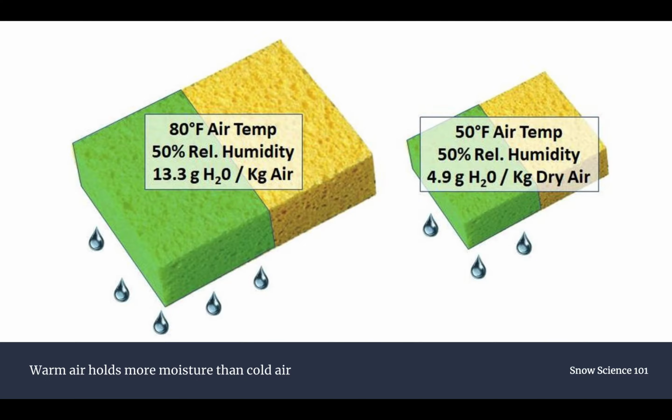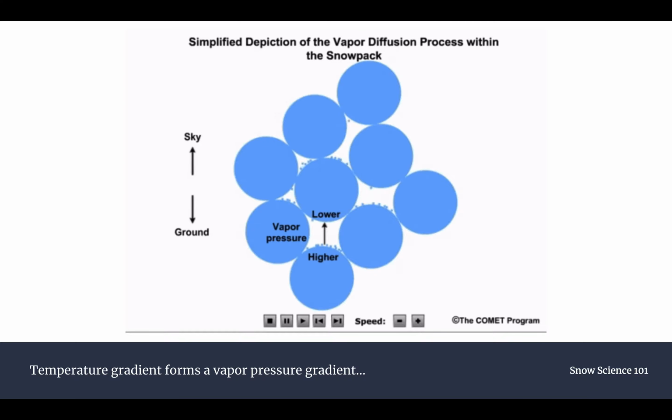Well, as some of you may know, the air when it's warmer holds more moisture than air when it's cold. So you can see here at 50% relative humidity for both of these air temperatures, the 80 degree air can hold 13.3 grams of water, whereas the 50 degree air can hold 4.9 grams of water, both at 50% relative humidity. And so what this does is essentially creates a pressure gradient, because if you remember the temperature gradient, the warmer areas of the snowpack are at the bottom. And so essentially what that does is it means that there's more moisture at the bottom of the snowpack than there is at the top.